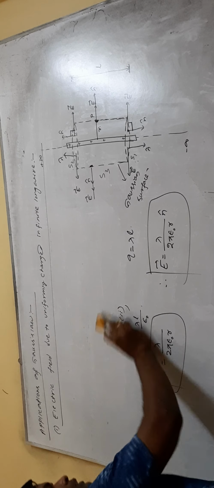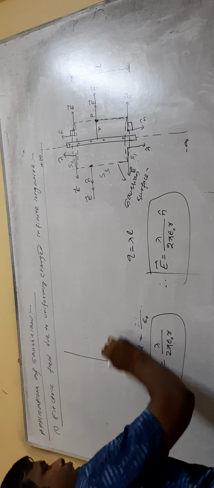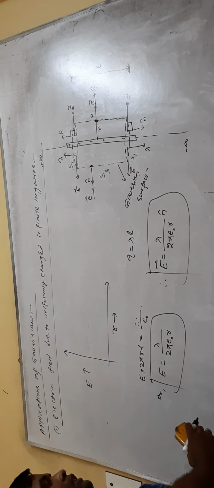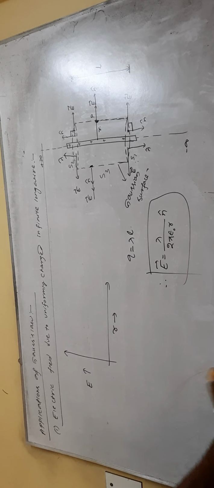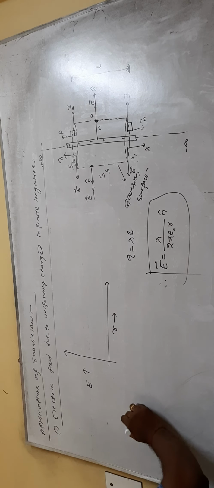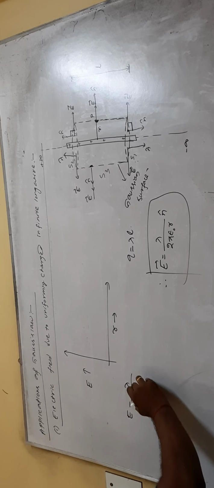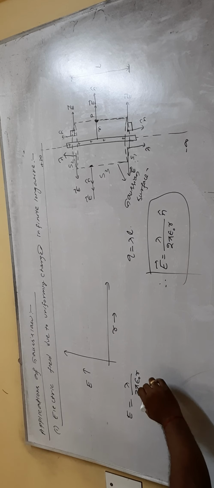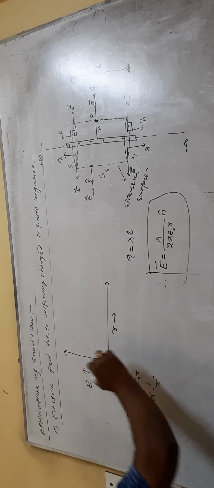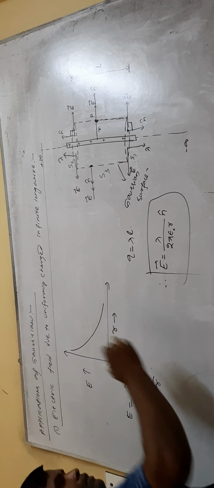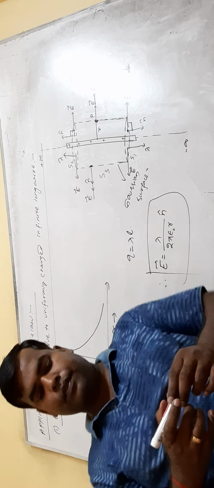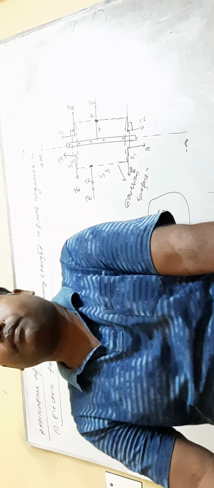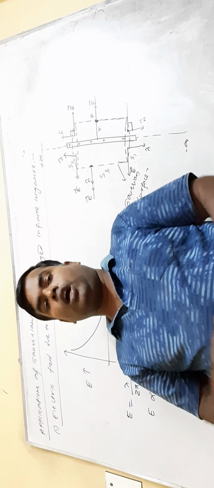So if you are asked to draw the graph between electric field versus R, the distance from the wire: here E is equal to lambda by 2 pi epsilon 0 R. As E here is inversely proportional to R, the graph will be like this. So it is your electric field due to a uniformly charged infinite long wire.